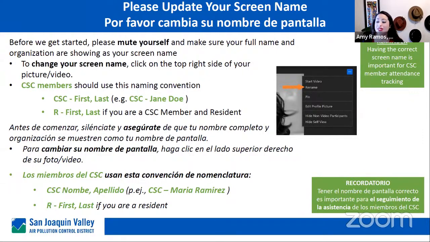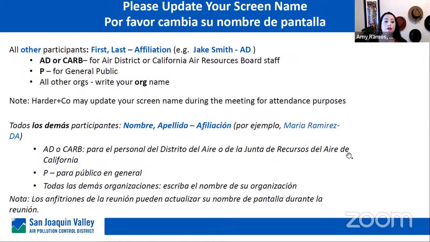For example, I'm still seeing someone who is signed in tonight with an iPhone. I'd really love to be able to know who that is. You will see one of us on our team reach out to you directly via direct message on the chat if you do not change your name. In addition, we will be changing folks' names as they arrive so that we can have adequate representation of who is here tonight. For all other participants, please put your first name, last name, and affiliation. For example, our colleagues from the Air District, if you can put an AD to indicate Air District.